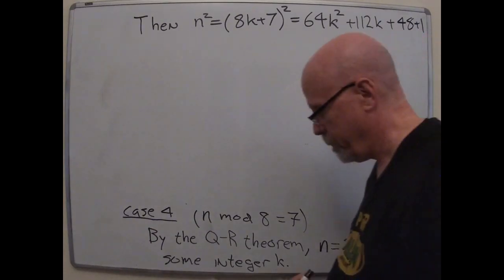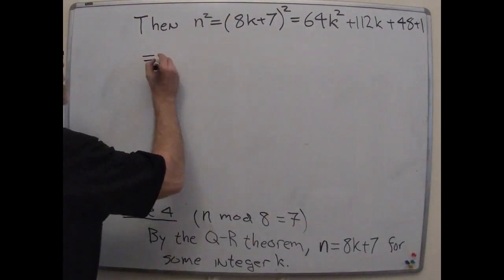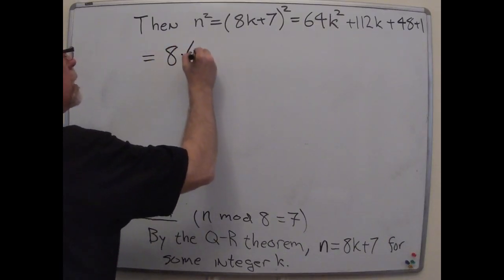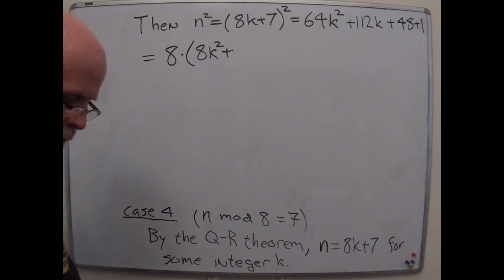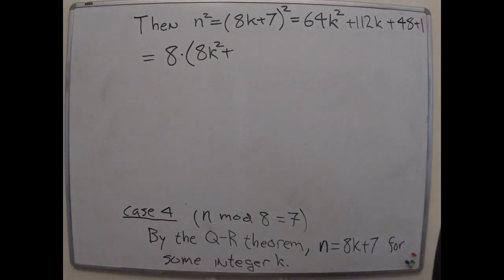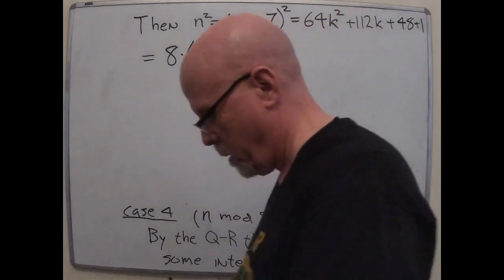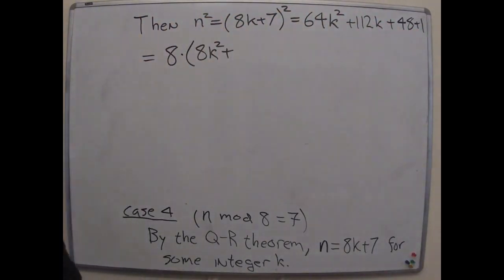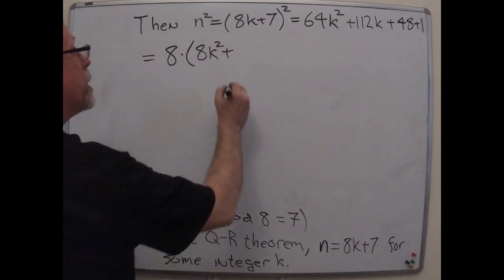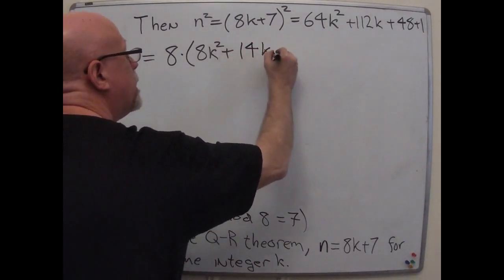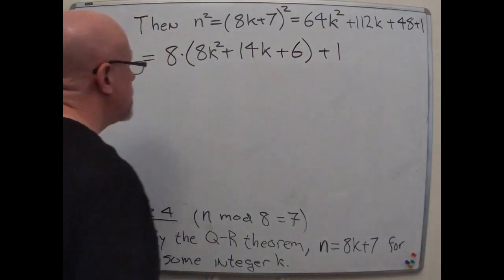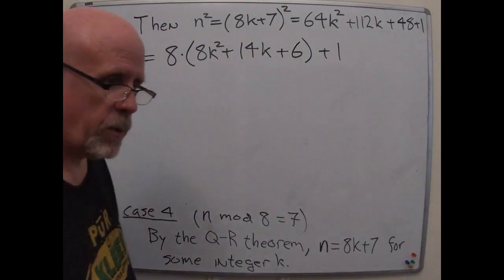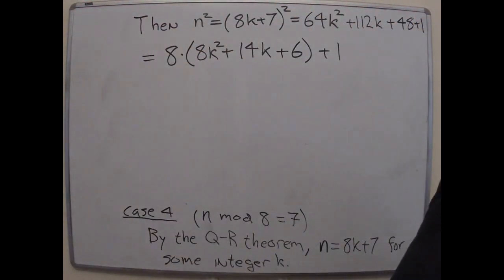Yep. So this is equal to 8 times 8k squared plus, man, how many times does 8 go into 112? 14 times. Okay, so 14k plus 6 plus 1. Okay, so that's the completion of the fourth case. We've written it as 8 times something plus 1.